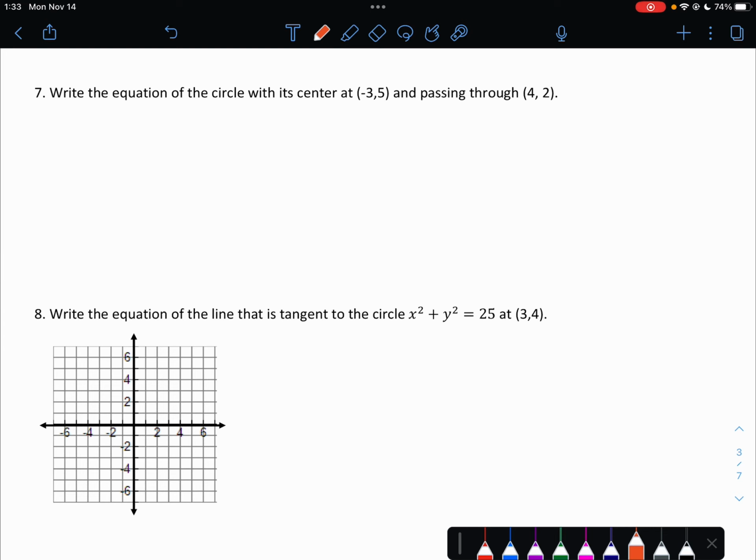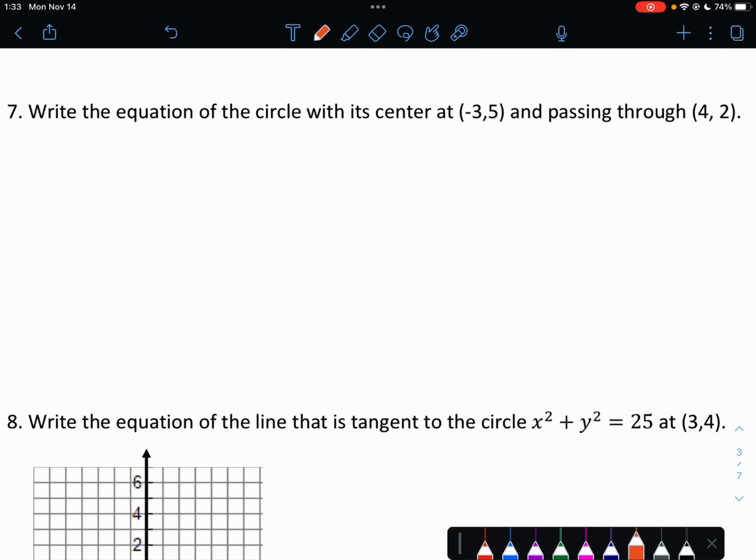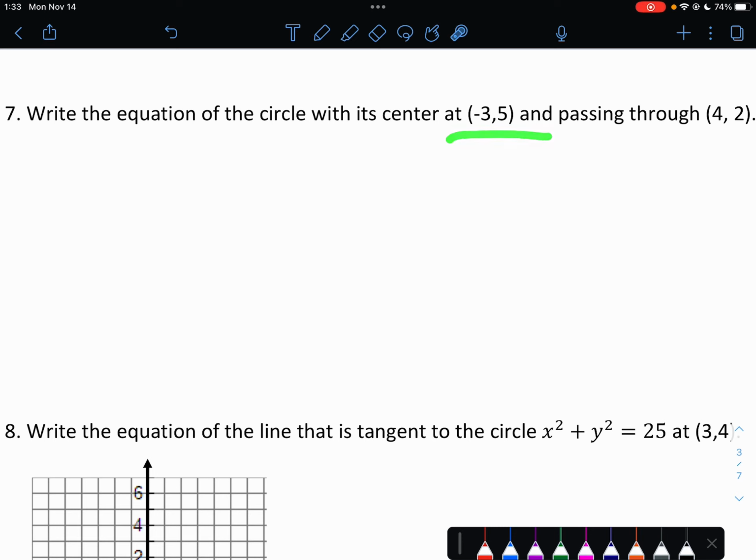Now, there's another way to do that problem, but we don't have to do it for that one because we can easily figure out the radius. What about this one where the radius is not so simple to figure out? Okay, so we have the center right there. Pass through this point. So what we're going to do here is we're going to define the radius by using the distance formula.